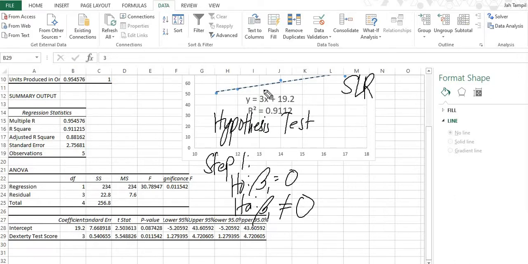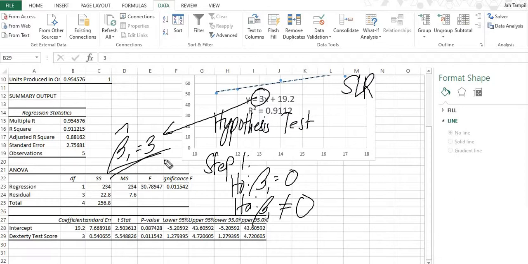Now some of you might be thinking, will we not use our beta sub 1 hat, which is equal to 3? The reason why is that we are trying to prove whether it has a significant difference or not from 0 based on the data that we actually have. So is this significantly different from 0 based on our data?